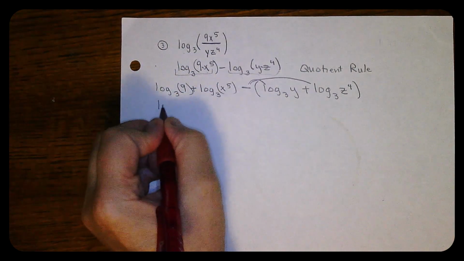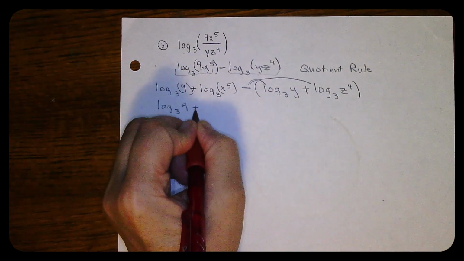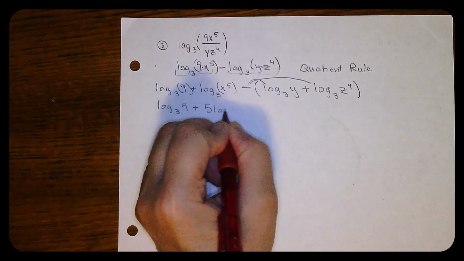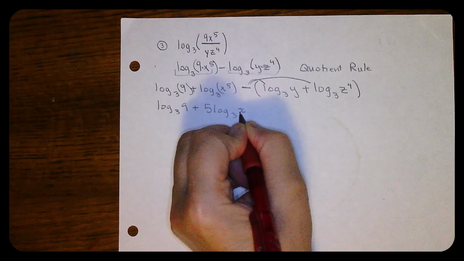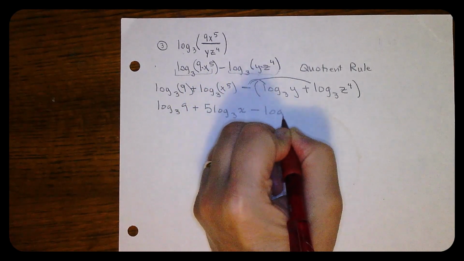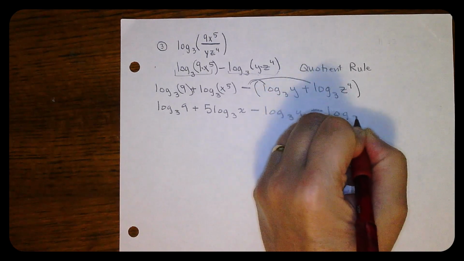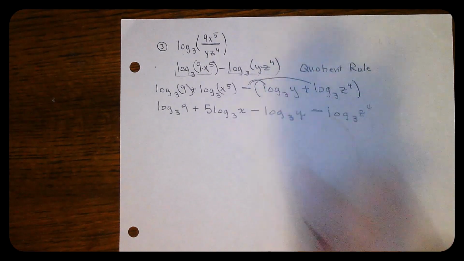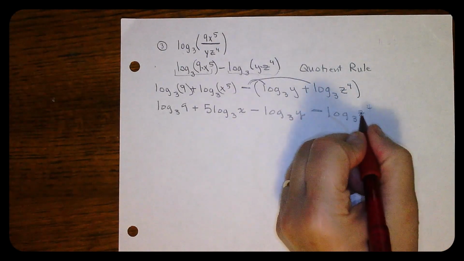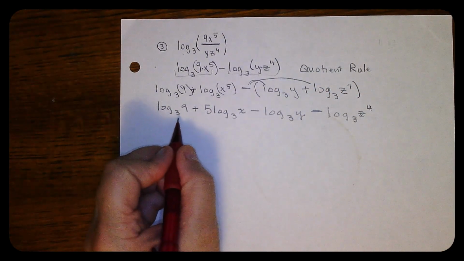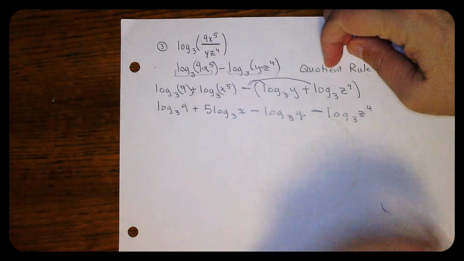So this is actually log base 3 of 9 plus, I'm going to use the power rule right here, 5 log base 3 of x, distribute, minus log base 3 of y, minus log base 3 of z to the fourth. All right, I'm doing this extremely the long way. All right, now let's go ahead and deal with this. Now we have 4 logs we have to deal with.